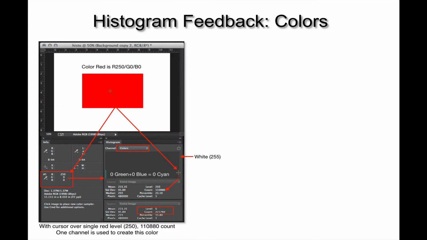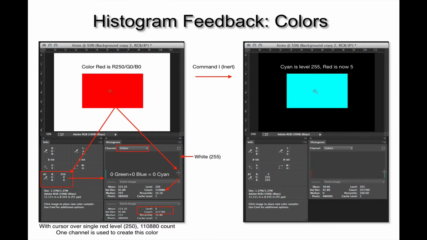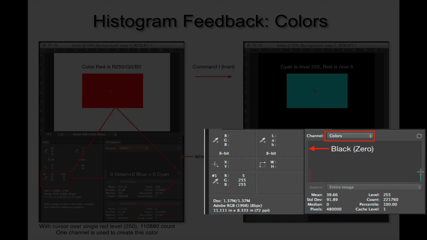Now what I've done in Photoshop is I've just inverted the image. I did a Command I. So now cyan is at level 255 and red is now at level 5. If you look at the histogram, you can see once again a black line at the far left because our white background now became black, or 0.